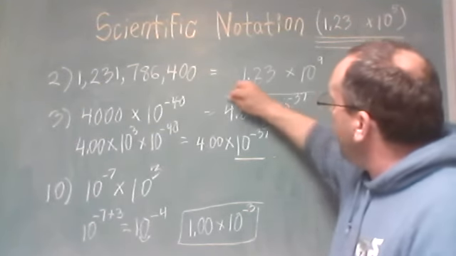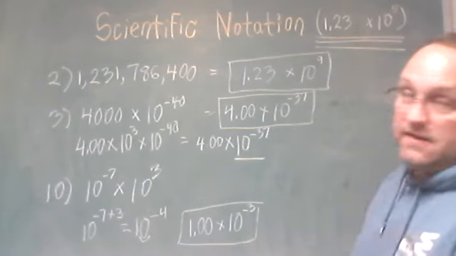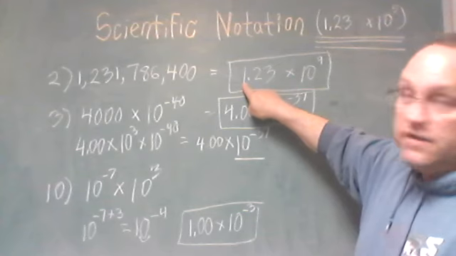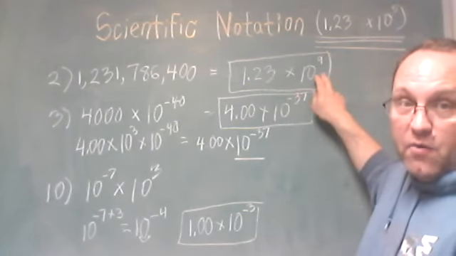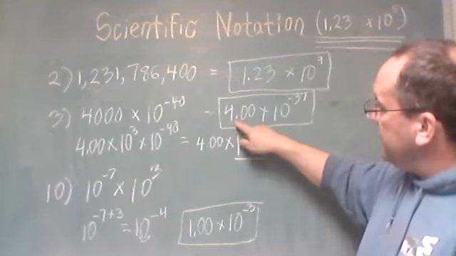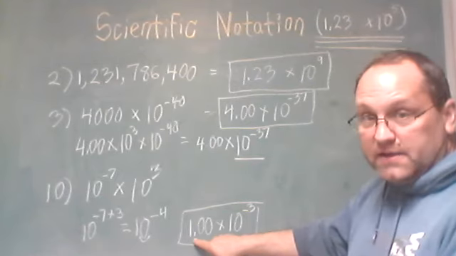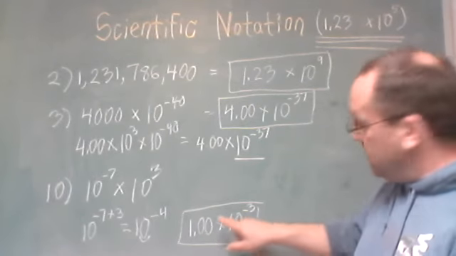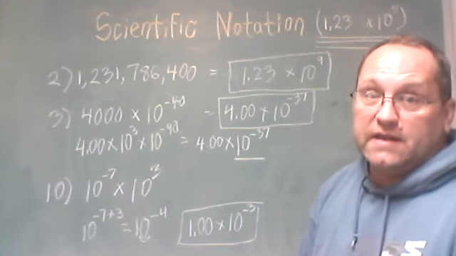So in all cases, the proper form for scientific notation is one integer, a decimal place, two decimal numbers, then a power of 10. Integer, decimal place, two decimal numbers, power of 10. It always has to be in that format to be scientific notation.